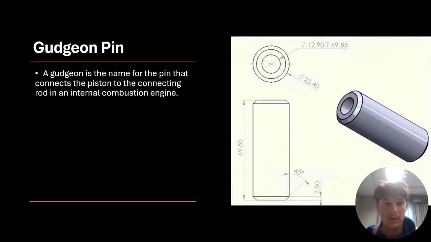Okay, now here is the gudgeon pin, or wrist pin. The gudgeon pin is named for the pin that connects the piston to the connecting rod in an internal combustion engine. So this little rod goes inside the piston crown. You can see on the first slide there's a hole in the crown, and it goes through there, and that's what connects. This part rotates within the connecting rod, and that's what moves it up and down, and that's what connects everything together.